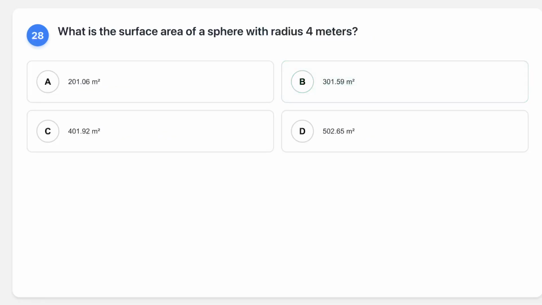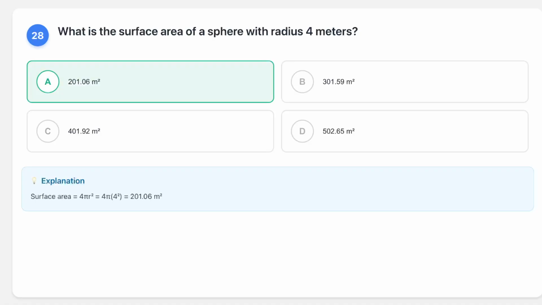Question. What is the surface area of a sphere with radius 4 meters? Option A, 201.06 meters squared. Option B, 301.59 meters squared. Option C, 401.92 meters squared. Option D, 502.65 meters squared. Explanation. Surface area equals 4 pi r squared equals 4 pi times 4 squared, equals 201.06 meters squared.